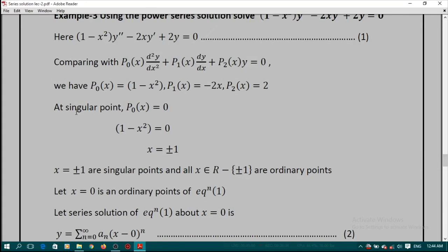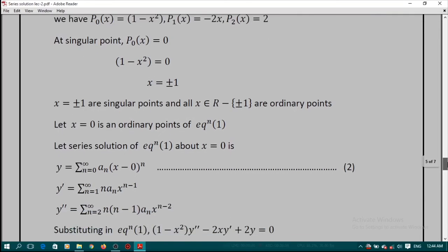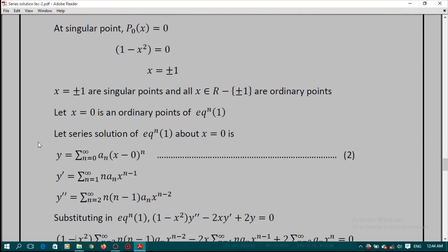So at a singular point we know p0 of x equals 0, but here p0 of x is equal to 1 minus x square. So we can equate this with 0, so 1 minus x square equals 0. So we get x equal to plus or minus 1. That means x equal to plus or minus 1 are singular points, and all other points, that means except plus 1 and minus 1, all other real numbers are ordinary points. So it is clear that x equals 0 is an ordinary point of equation 1. So we can find the solution at x equals 0.